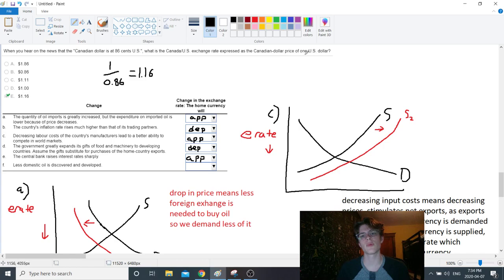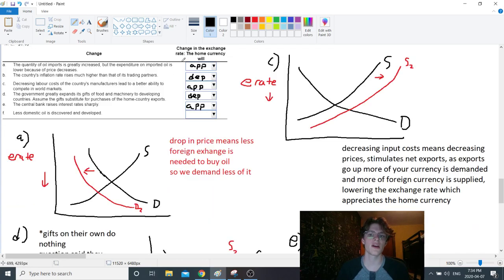We want to find the Canadian dollar price of 1 US dollar. We know that 1 Canadian dollar is worth 86 cents. So how much is 1 US dollar worth? $1.16. Okay, so this is a bunch of examples from the, that's a depreciation.